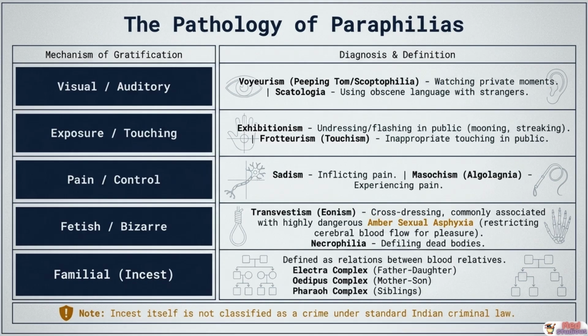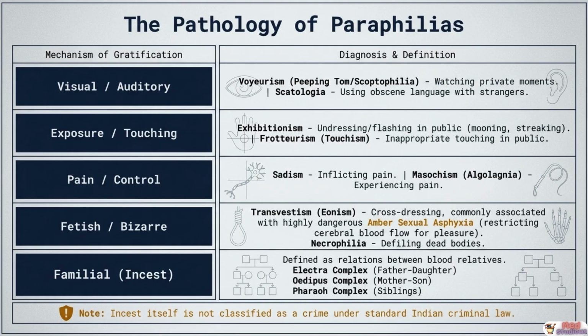Exposure and touching paraphilias include exhibitionism, achieving gratification through exposing genitalia in public, behaviors commonly described as mooning or streaking. Frotteurism, also called touchism, involves obtaining gratification from rubbing against or touching non-consenting persons in public spaces, such as crowded transport. Pain and control paraphilias include sadism, deriving pleasure from inflicting physical or psychological pain, and masochism, clinically termed algolagnia, deriving pleasure from receiving pain.